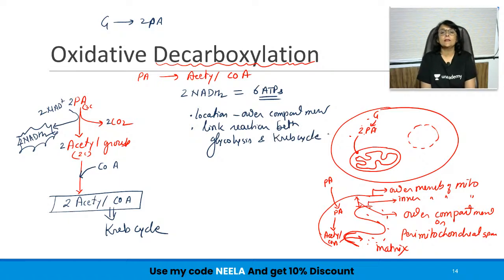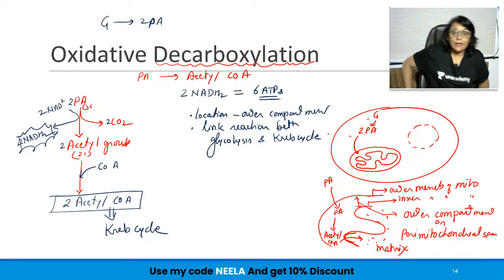Why is this reaction required? Because pyruvic acid which is formed cannot directly take part in Kreb cycle. Why is it not possible? Because the outer mitochondrial membrane allows the entry of pyruvic acid, but the inner mitochondrial membrane is impermeable to pyruvic acid. So pyruvic acid cannot enter mitochondria, and all the enzymes needed for Kreb cycle are present inside the mitochondria, that is in the matrix. So pyruvic acid cannot go in, so it has to be converted into a substance which can enter inside the mitochondria and can participate in Kreb cycle.